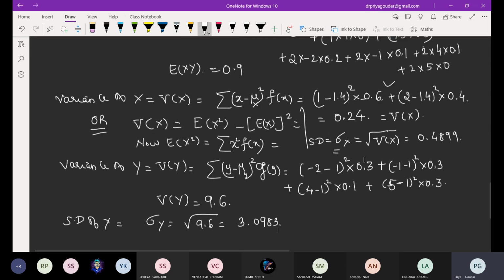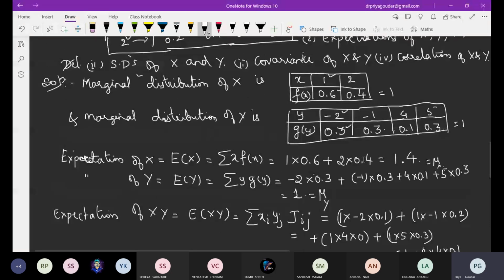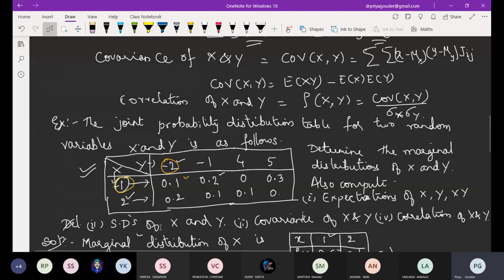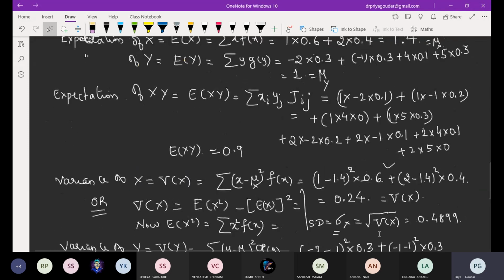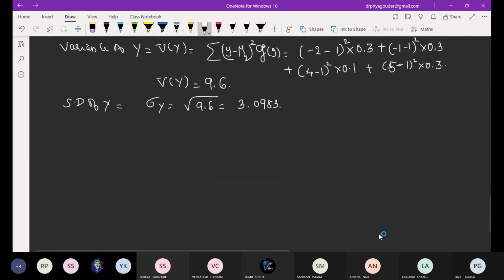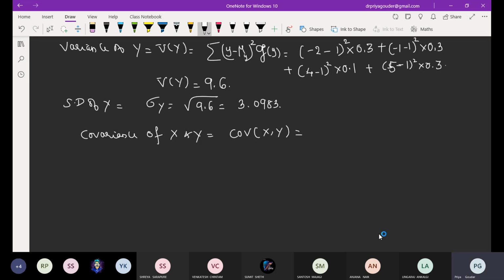Okay, we completed how many parts? Just observe the question. Expectation, standard deviation done. Next is covariance and last is correlation. So first is covariance of x and y. How it is denoted? COV, capital COV bracket x comma y.